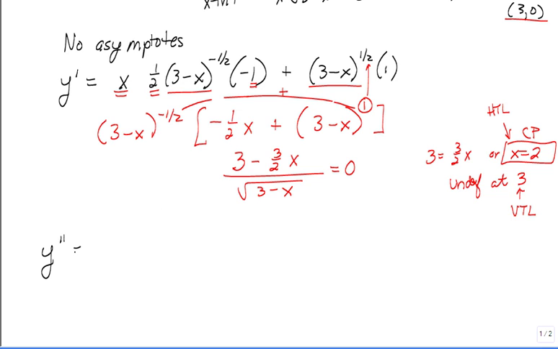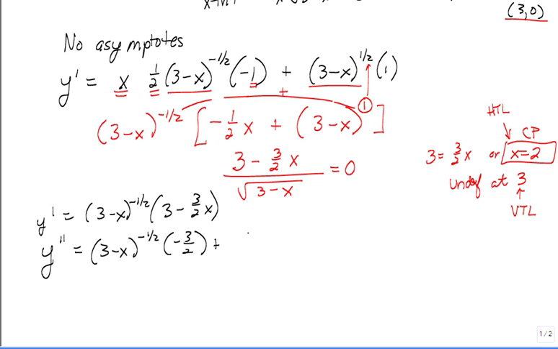Okay, y double prime is going to be, let's use the quotient rule. Well, let's do the product rule. This is really, y prime is 3 minus x to the minus a half times 3 minus 3/2 x. So I'll use the product rule. It's the first times the derivative of the second plus the second times the derivative of the first using the superpower rule.